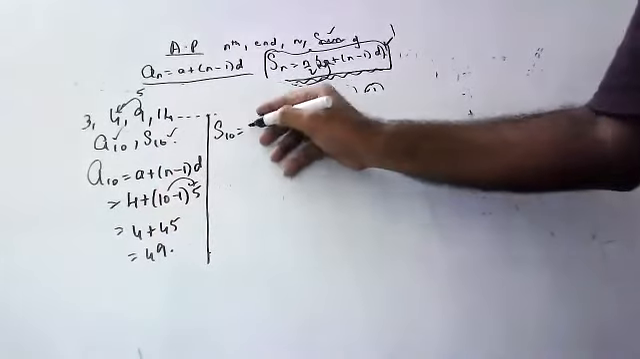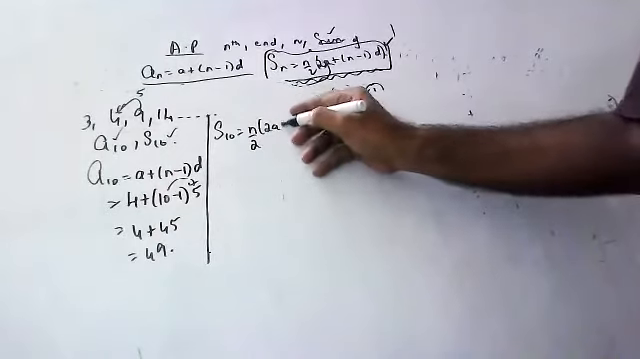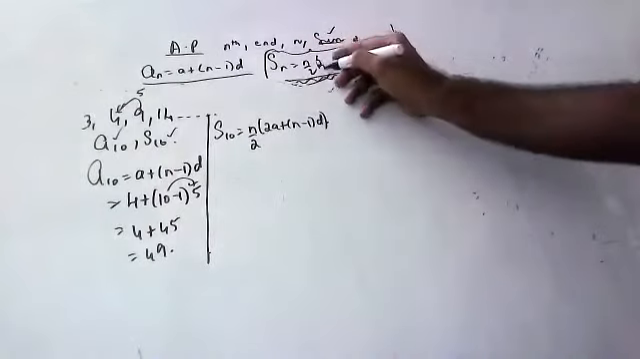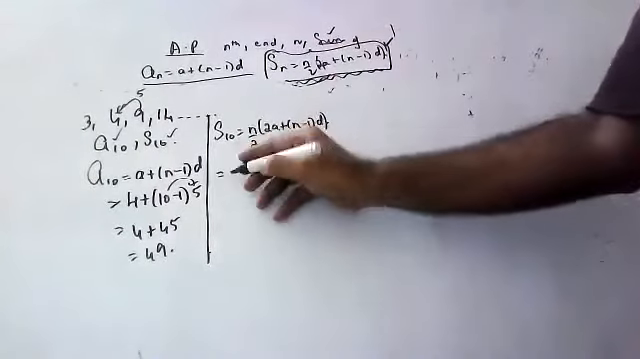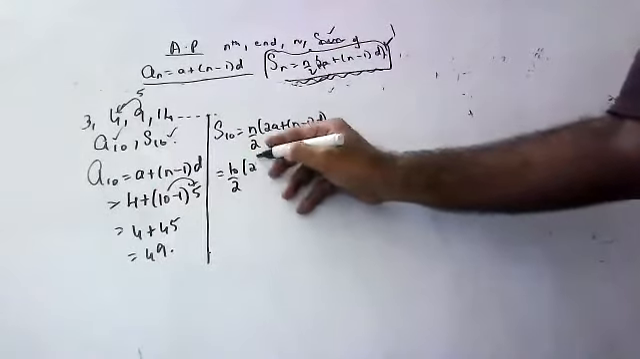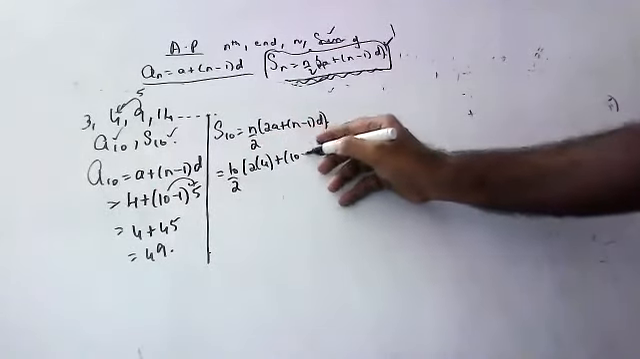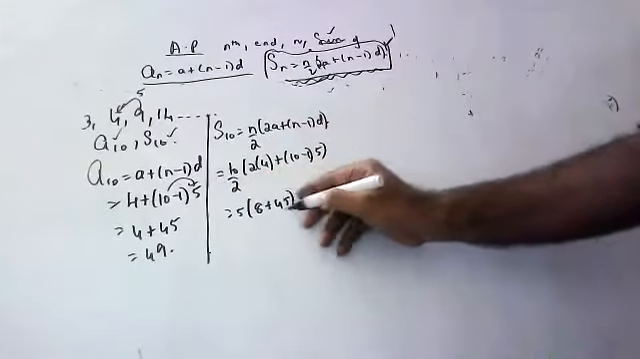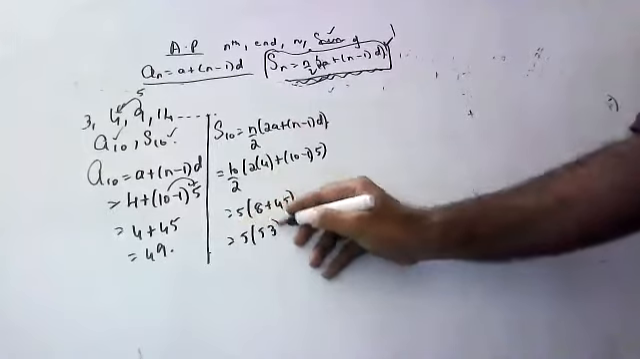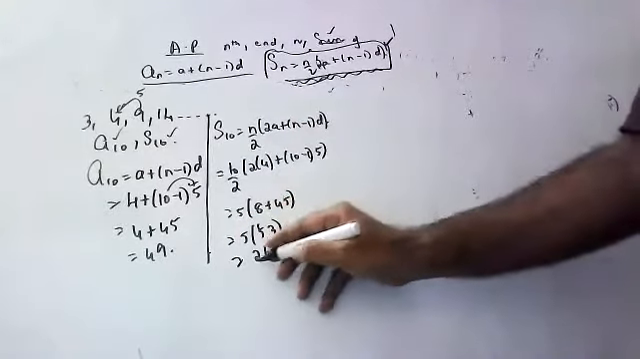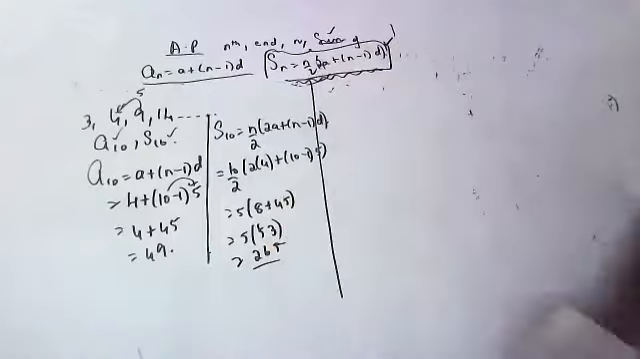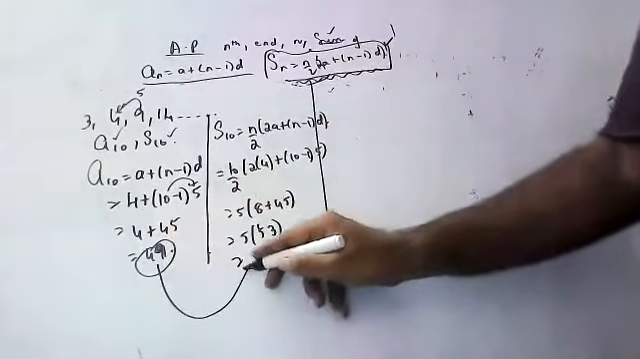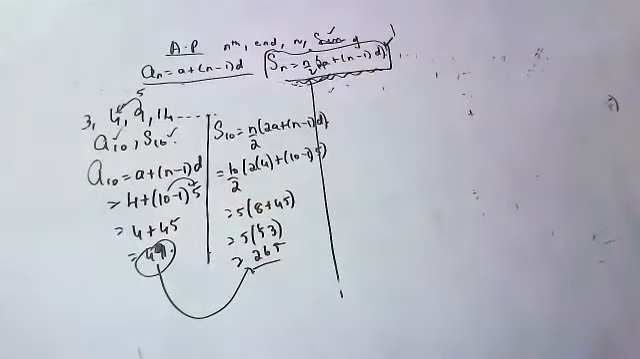Srikati, sum of 10 terms you find. S10 is equal to n by 2 into 2a plus n minus 1 into d. So 10 by 2 into 2 into 4 plus 10 minus 1 into 5. 5 into 8 plus 45. 5 into 53 is equal to 265. So children, 10th term is 49 and sum of 10 terms is 265. Try to understand, children.